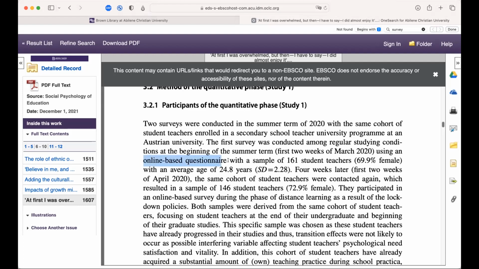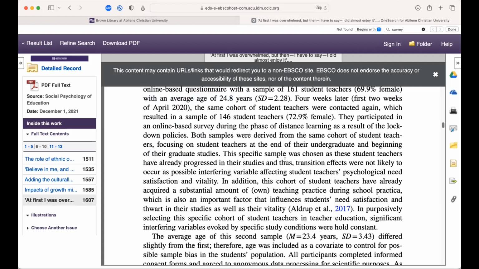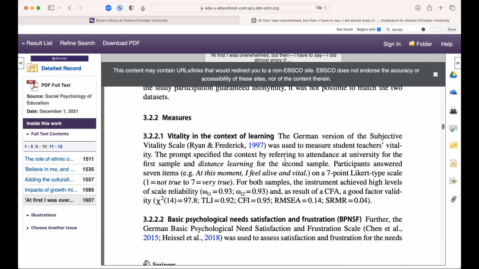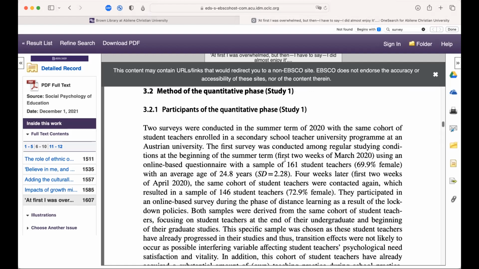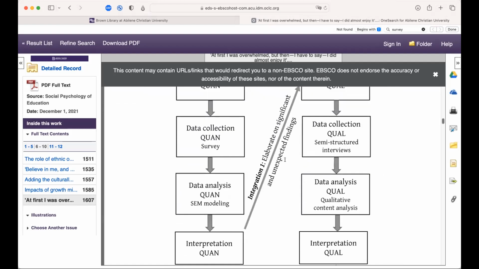So they tell us here that they did an online-based questionnaire. They had a sample here, and you can see that the teachers tended to be mostly women, and they had a relatively young average age. And if we look at this, it looks like they repeated the survey. So the same survey was given twice, so they could compare the answers.